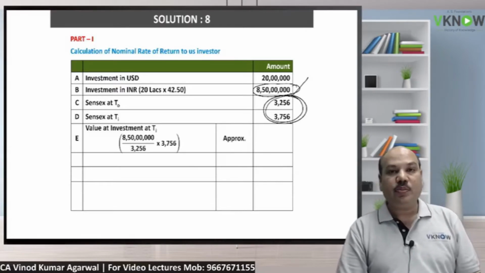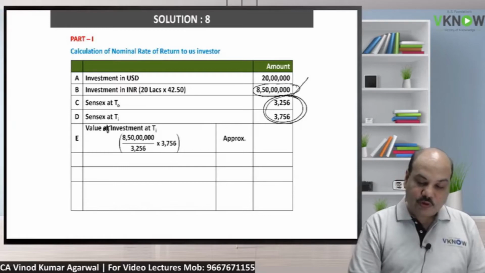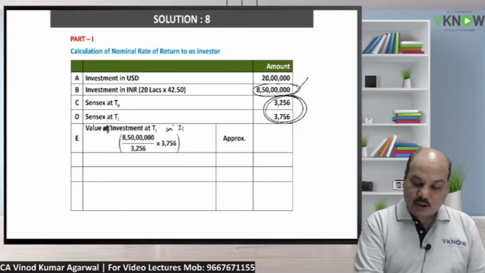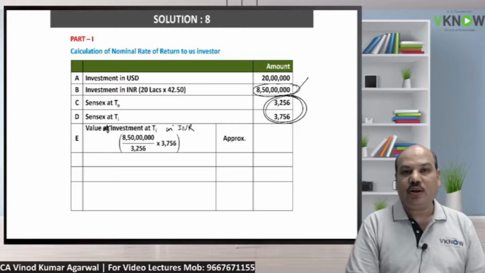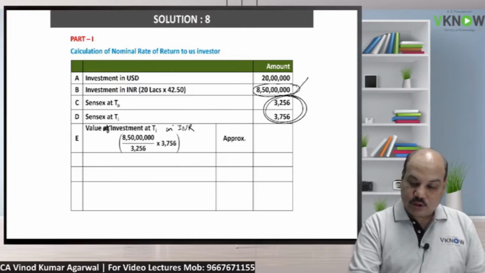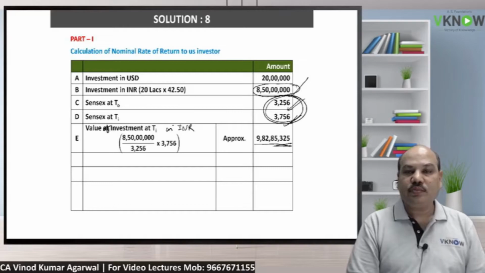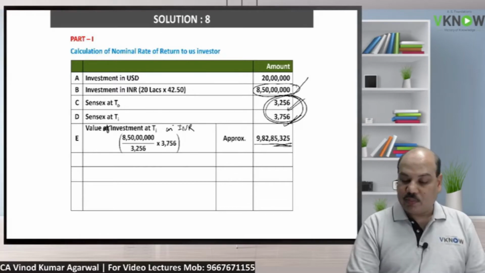So point number E would be value of investment at T1 in INR. Calculate 8 crore 50 lakh, divide by 3256, multiplied by 3756. So approximately you will get this answer. Some minor difference in the last 2 or 3 digits is okay. 982,85325, minor difference is possible here.